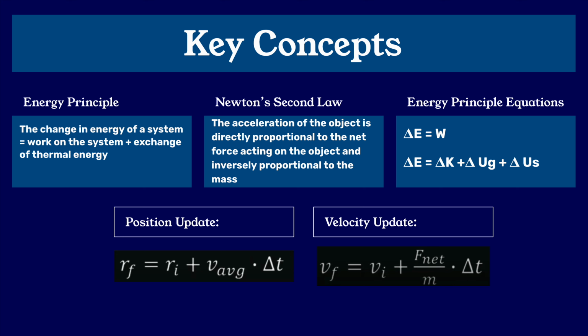Some key concepts used include the energy principle, which is the change in energy of a system is equal to the work on the system plus the exchange of thermal energy. You can see the equations for the energy principle on the right. Delta E is equal to W, and delta E is equal to delta K plus delta UG plus delta US.